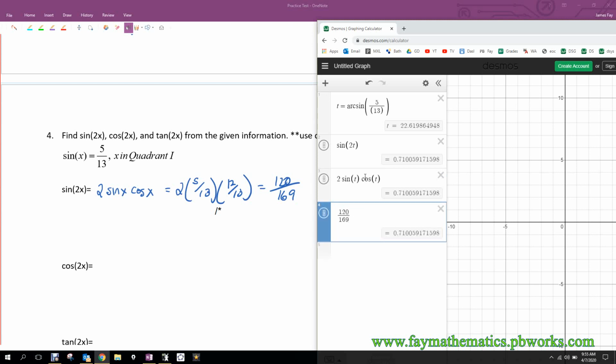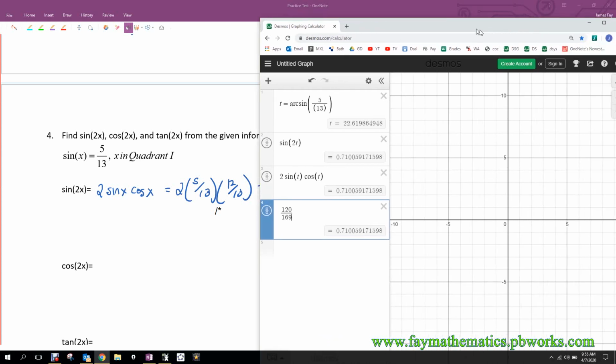And now you see that 0.71. So what I also typed in here is what 2 sine t cosine t look like. You see that all three of these are equivalent. So we're good. Now the next one, cosine 2x. It doesn't matter which of the three formulas you use for this.